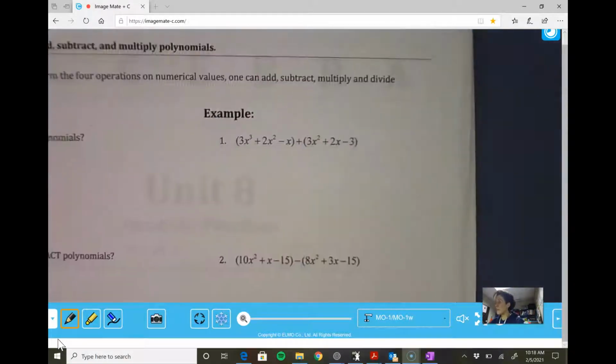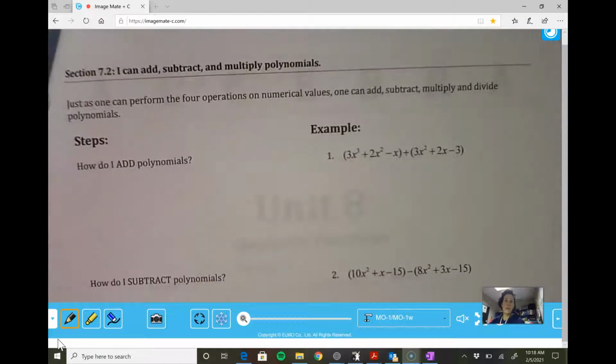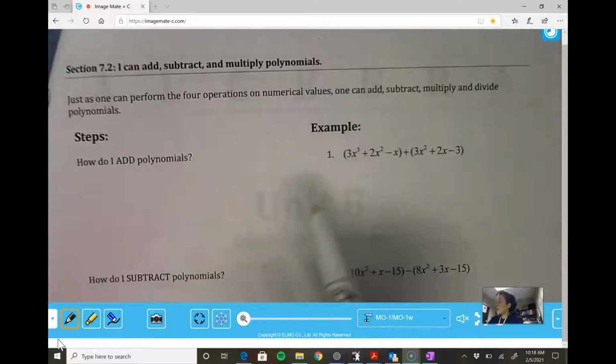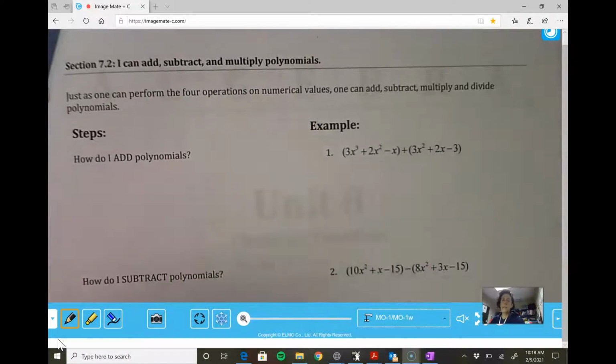Let's start moving on. In section 7.2 now, what we're going to look at is how do you add these polynomials, how do you subtract them, and how do you multiply them. When you get into Algebra 2, you learn how to divide them. Doesn't that sound exciting? So, different teachers might explain this a different way.